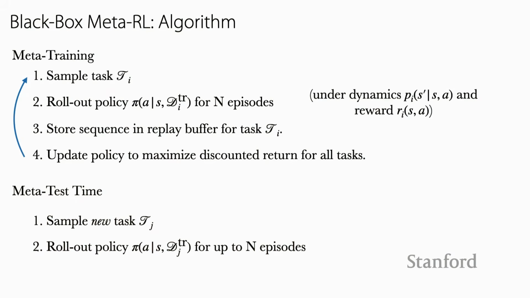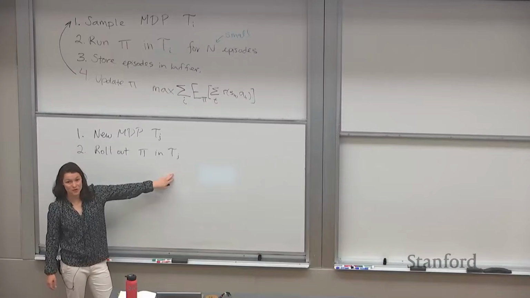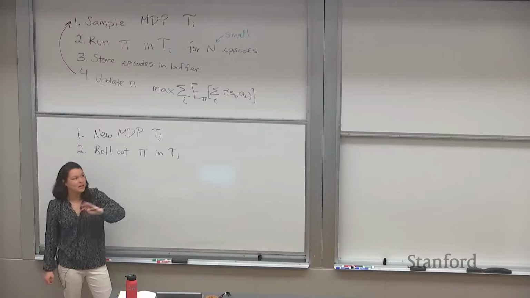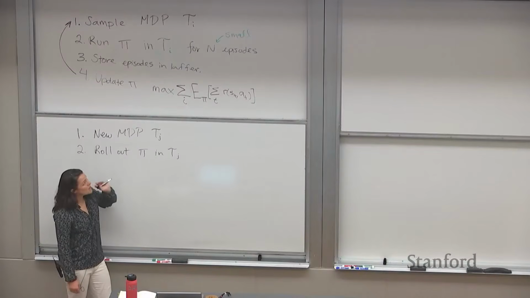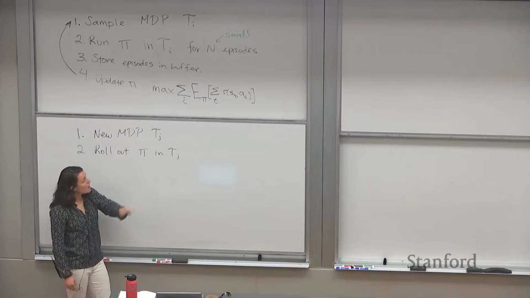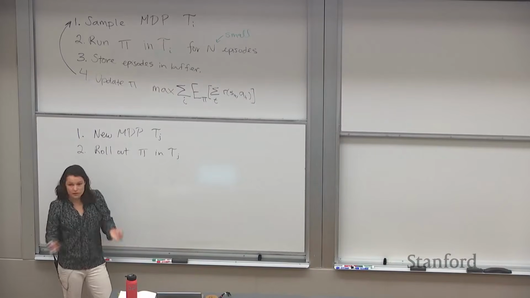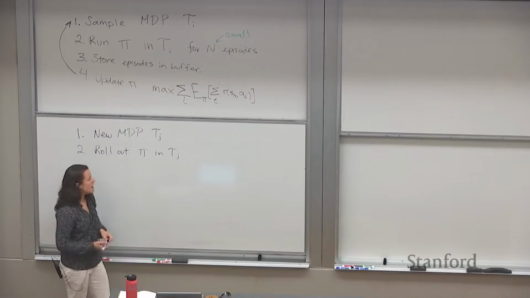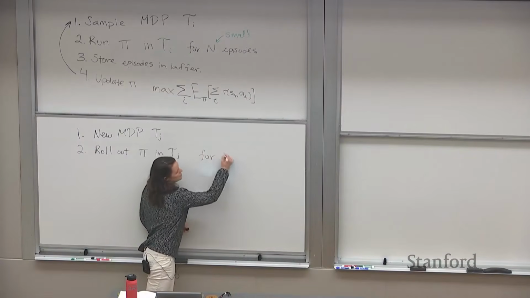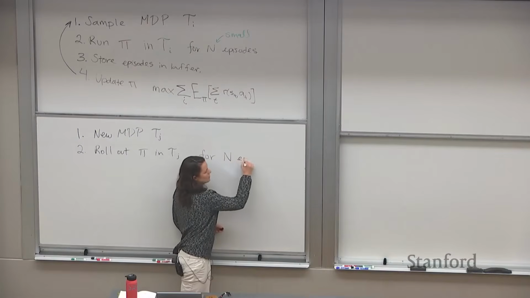And so sample a new task, roll out that policy. You want to roll this out for up to n episodes. If you roll it out for longer, all bets are off in terms of what it might do. You could also have a variable number of episodes that you use during training if you want it to be able to handle variable numbers of episodes. But yeah, this would be for n episodes or for up to n episodes.